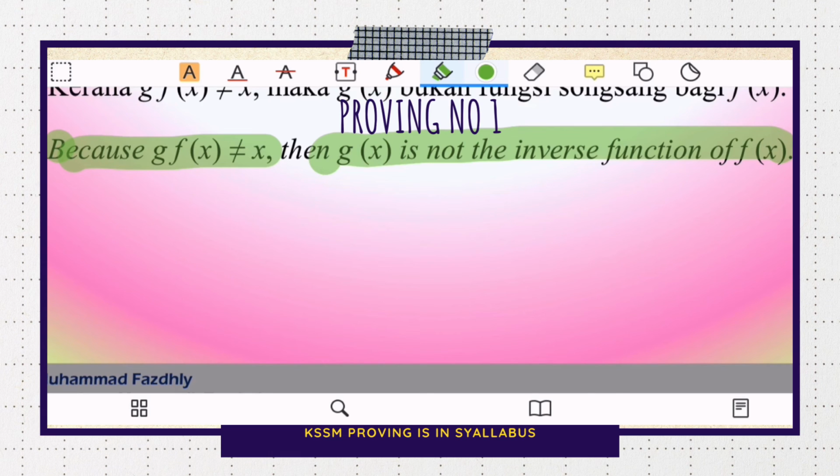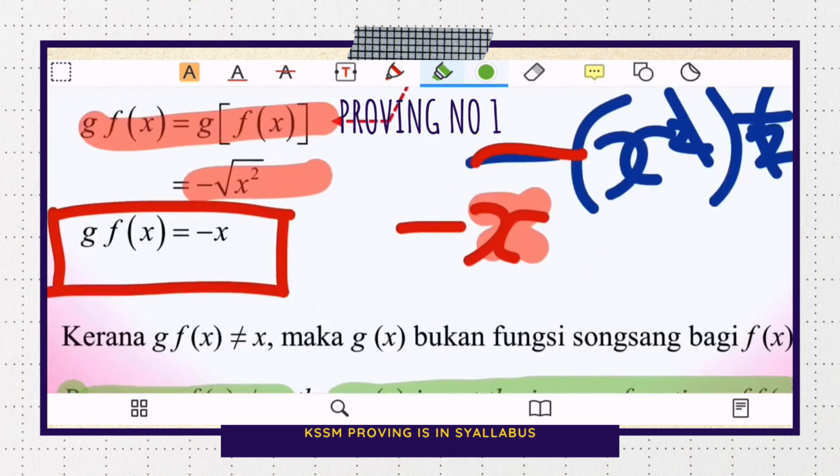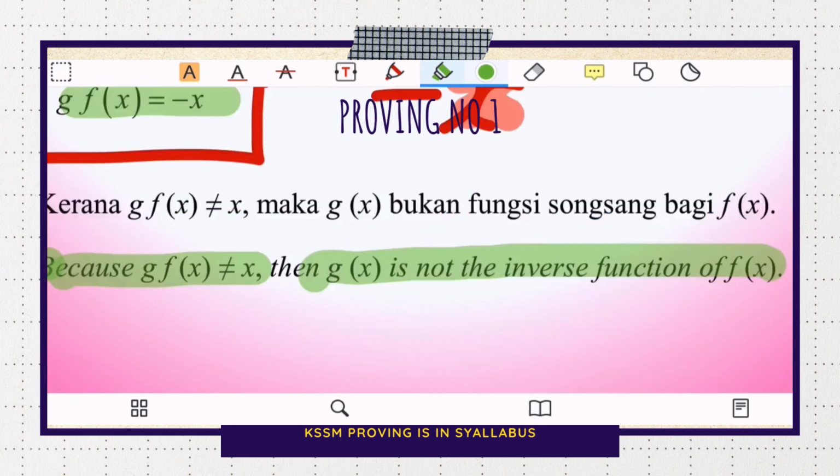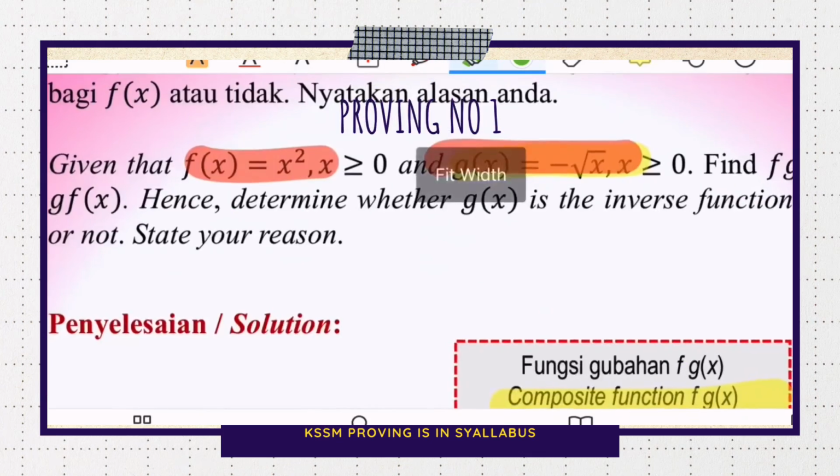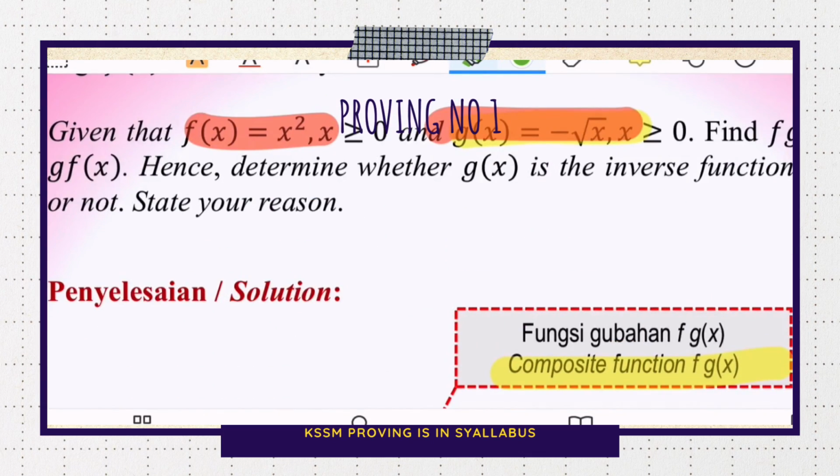So in order to prove that it is the inverse of the f(x), we must show that we will get x. Since we are getting gf(x) is equal to negative x, so the conclusion is g(x) is not the inverse function of the f(x). The first proving is proving f(x) equal to x squared and g(x) equal to negative square root x. Find fg(x), find gf(x), and then determine whether g(x) is the inverse function of f(x) or not.